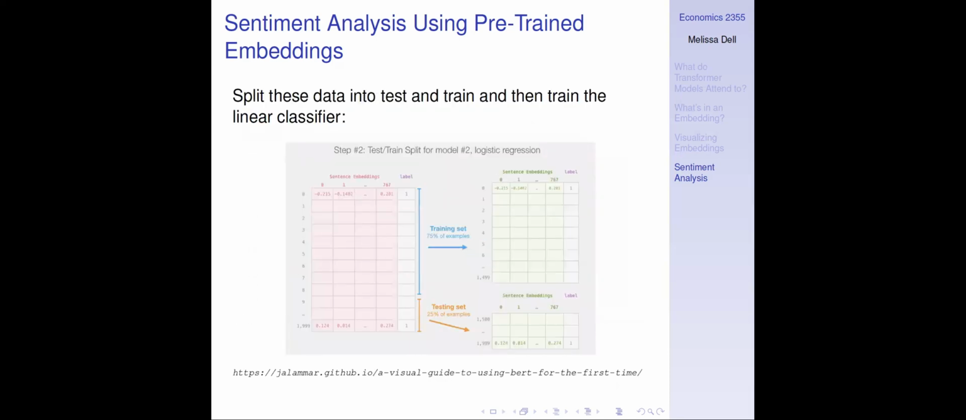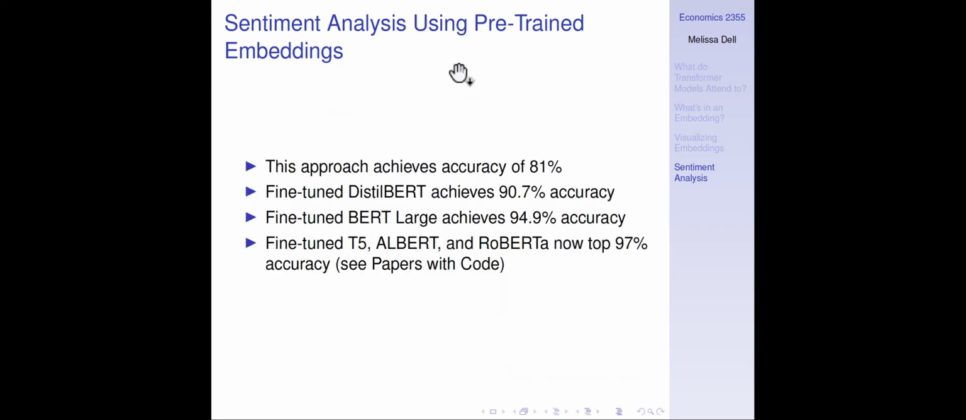And then, okay, now we have the output from BERT. We have our embeddings. We're going to split those into test and train data and train a linear classifier. And that's it, we're done. And that was very lightweight, it didn't cost us much compute. So how well does this do?